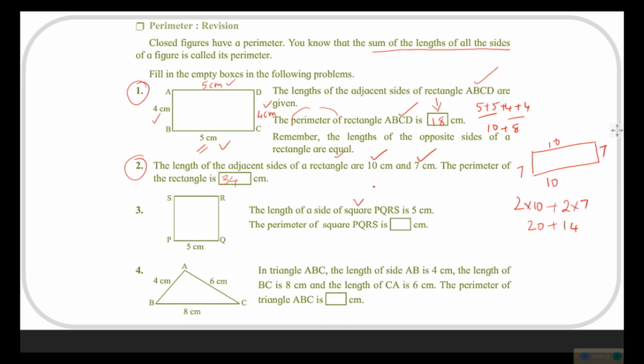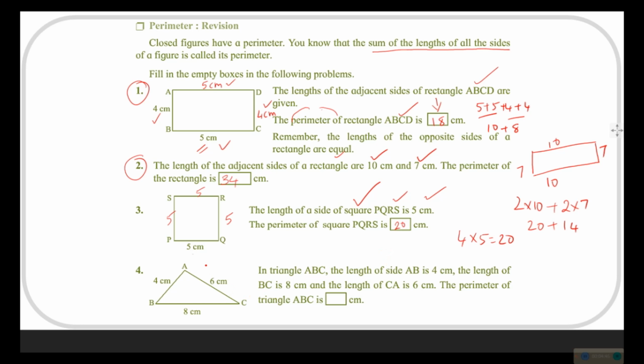Length of the side of a square is given. PQRS is the name of the square. 5 centimeter. One side is 5 centimeter. This is 5, this is 5, because it is a square. So it will be 4 times 5. 4 into 5, which is equal to 20. I will be writing 20 centimeter here.